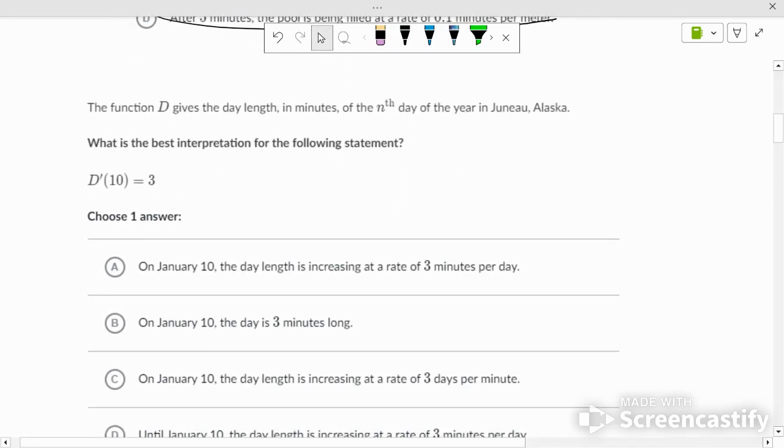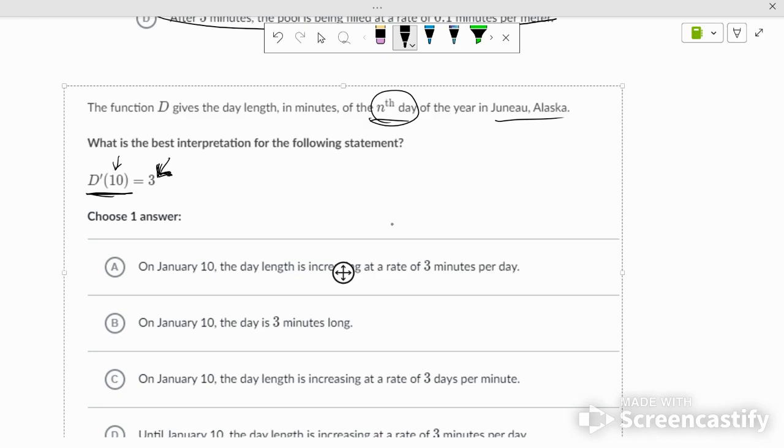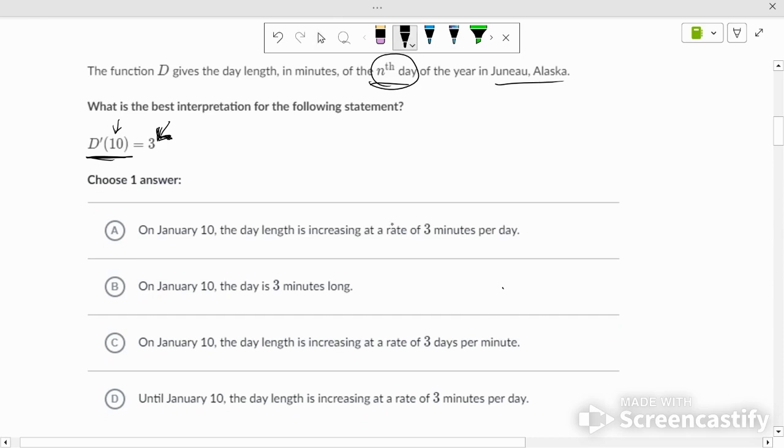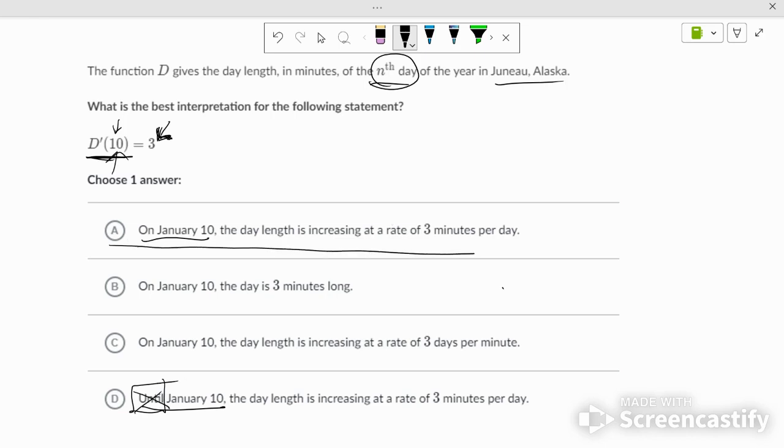The function gives the day length in minutes on the nth day in Juneau, Alaska. So when x is 10, and x is the number of the day, the length is changing, because the first derivative of a function at a point is how much it's changing. So on January 10th, the day is increasing at a rate of 3 minutes per day, or on January 10th the day is 3 minutes long, or it's increasing at a rate of 3 days per minute. It says until January 10th or on January 10th. There are keywords: until. No, this is January 10th, so it's on January 10th. It's a positive 3, so it's increasing at a rate of 3 minutes per day. That's putting derivatives in the context of a sentence.